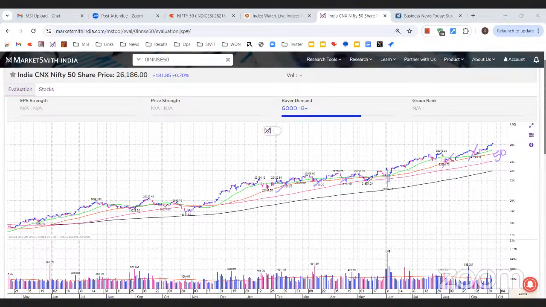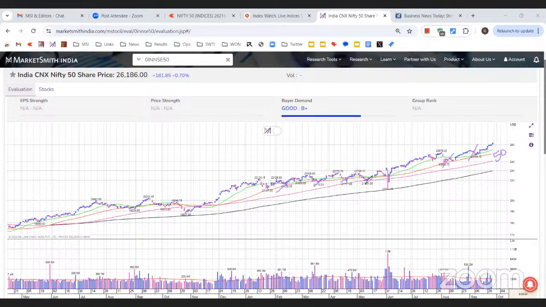Coming to the market status, we are in a confirmed uptrend according to O'Neill's methodology. Whenever the market or Nifty, the key benchmark index, trades at new all-time highs, the market status is changed to confirmed uptrend. Hence, we continue to be in a confirmed uptrend.